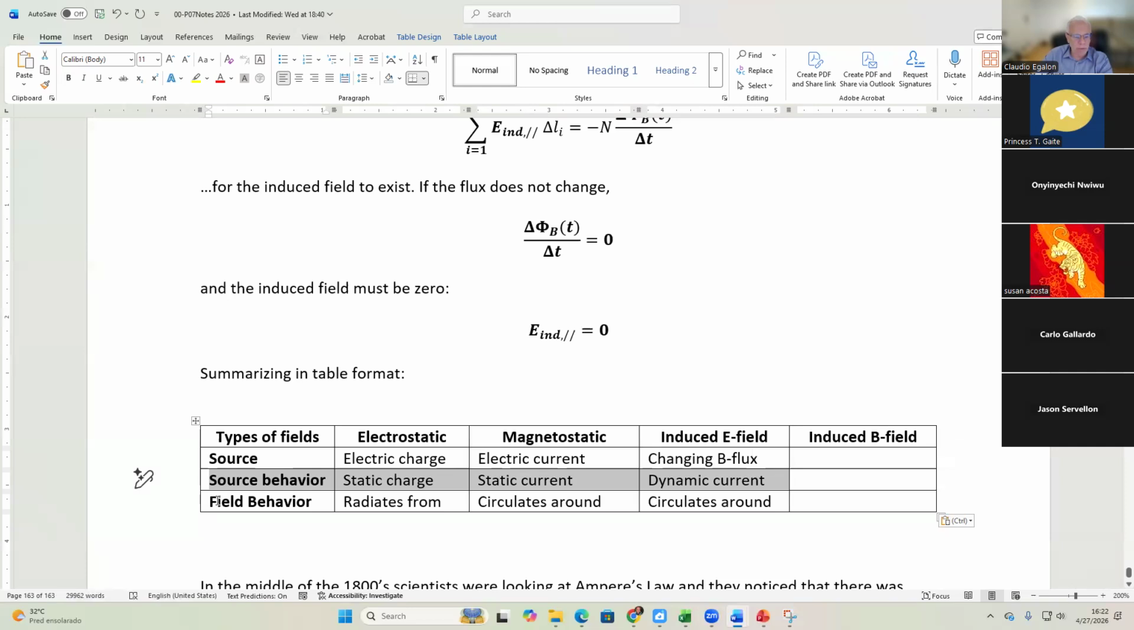What's the behavior of those fields? The electrostatic field radiates from the charge, or converges towards the source. The magnetostatic field circulates around its source. And the induced electric field, as you already saw, circulates around the magnetic flux, around the B field.